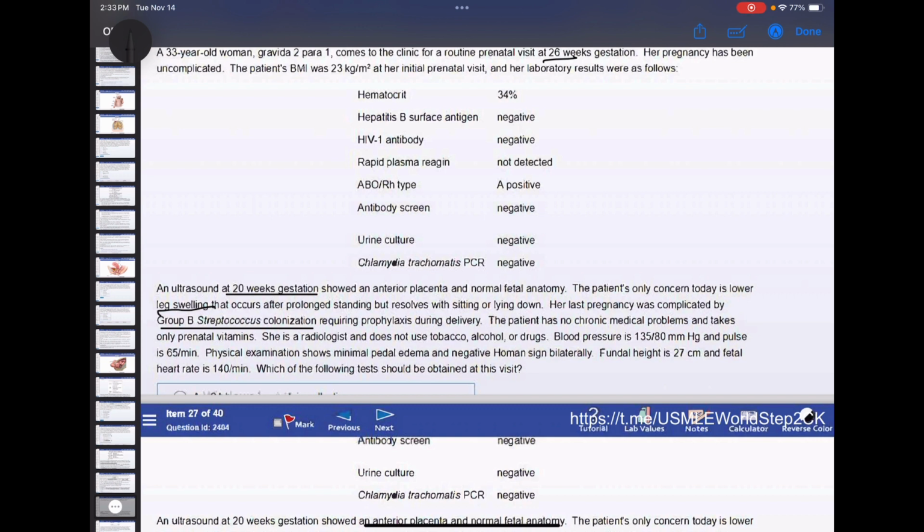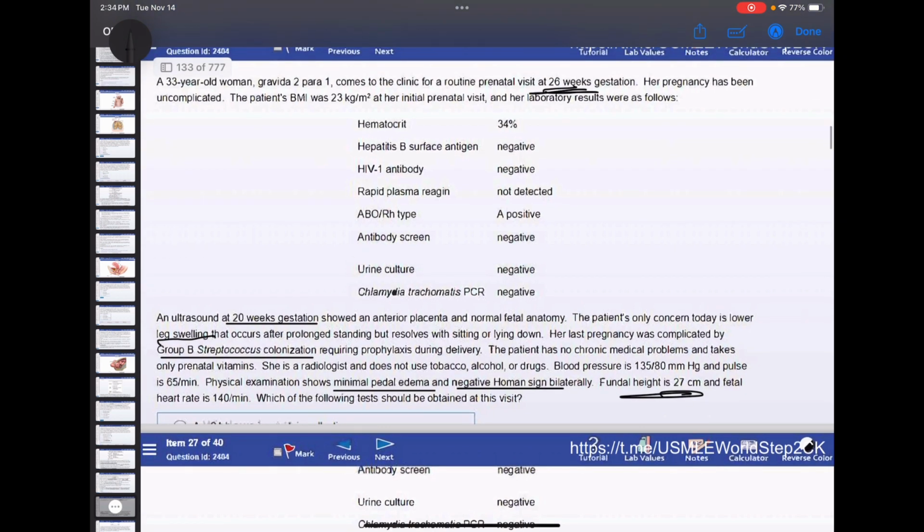The patient has no chronic medical conditions and takes only prenatal vitamins. She is a radiologist, no use of tobacco, alcohol or drugs. Blood pressure is 135/80, pulse is 65. Physical examination shows minimal pedal edema and negative Homan sign. Fundal height is 27. Okay, and the gestational age is 26. Fetal heart rate is 140. Which of the following tests should be obtained in this visit?